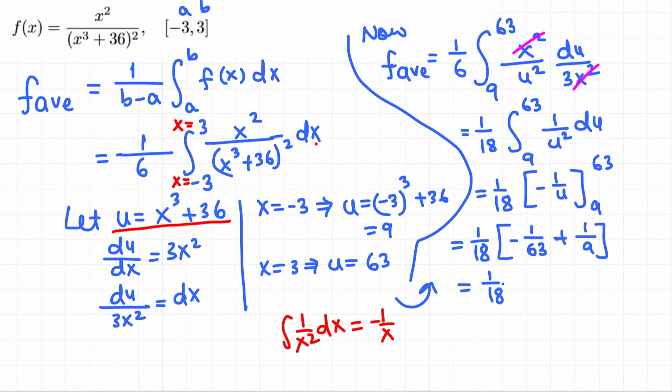So 1 over 18, if you combine in your calculator, 9 goes into 63 7 times, right? So 7 over 63, minus 1 over 63, is 6 over 63. And then 6 goes into 18 3 times. So 1 over 189 is the final answer, the average value of this function.